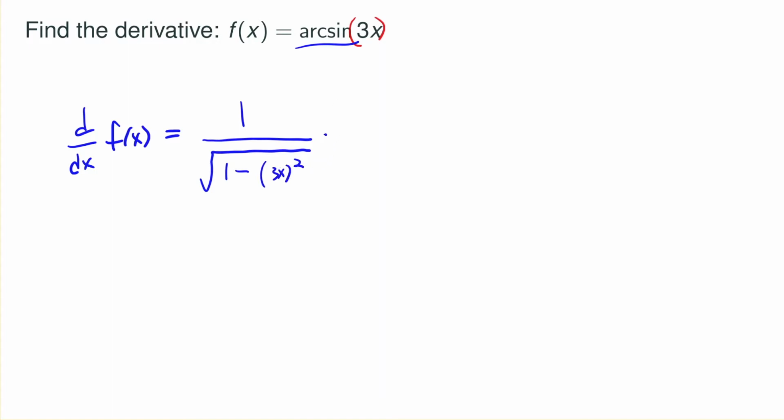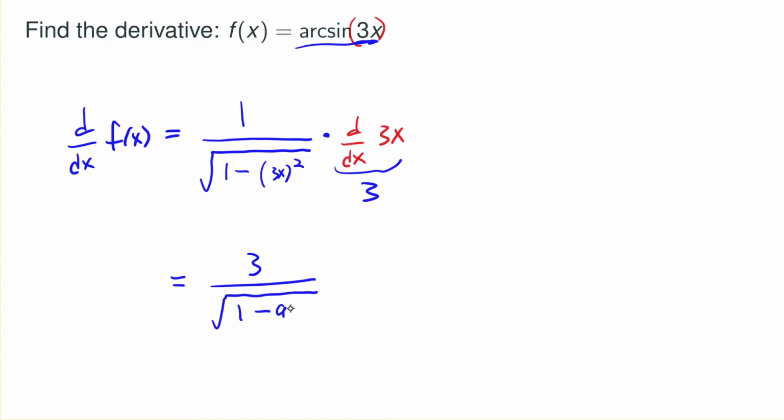But then since it's not just x, since it's a composite function, we have to multiply by derivative of inside function because we're applying the chain rule. So then the derivative, well, we can simplify. Derivative of 3x is 3, so we have 3 times 1, the numerator 3, over square root of 1 minus 9x squared. So this is derivative of arc sine of 3x.